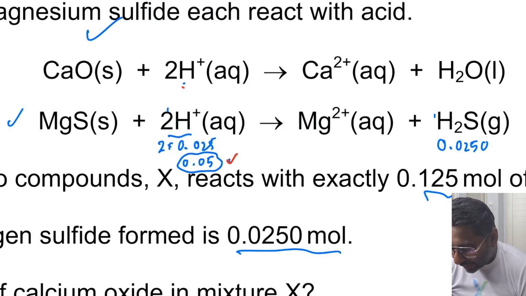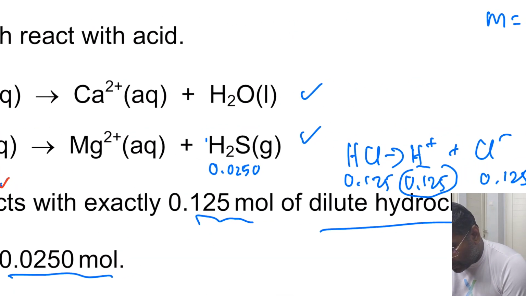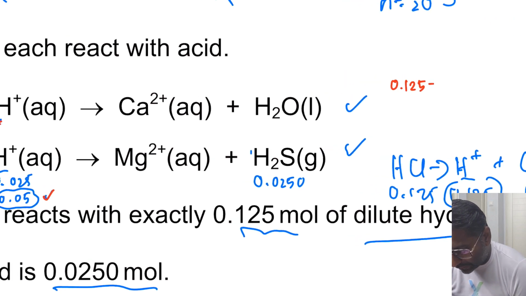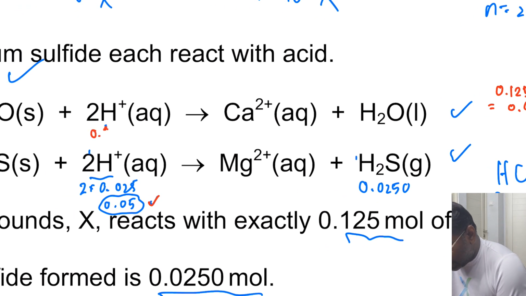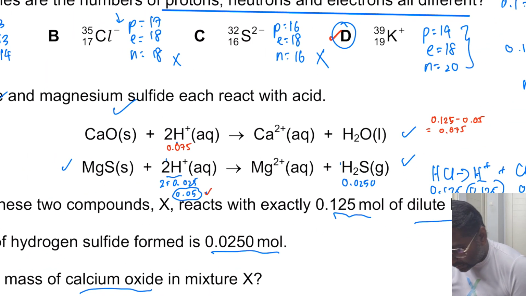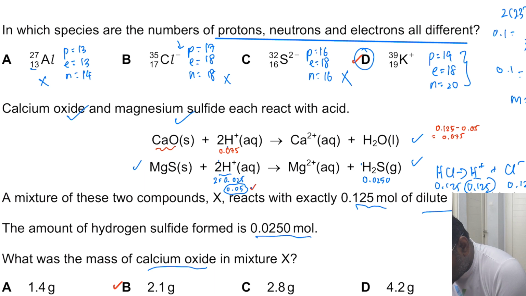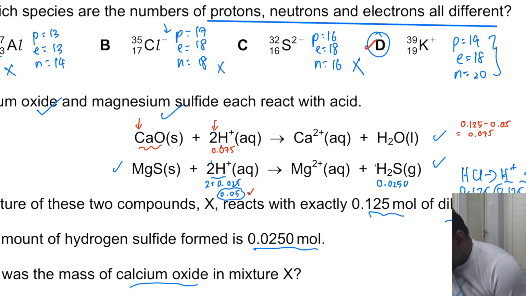So how do I find that? You can find that from 0.125, you minus the one that you have now, 0.05, and let's actually calculate 0.125 minus 0.05, and you will get 0.075. Once you have that, we'll put it over there, 0.075, and we can calculate now what is going to be the calcium oxide. Calcium oxide, you see again 2 moles to 1 mole, so this should be 0.075 divided by 2. That's going to be 0.0375, and we are looking for the mass.